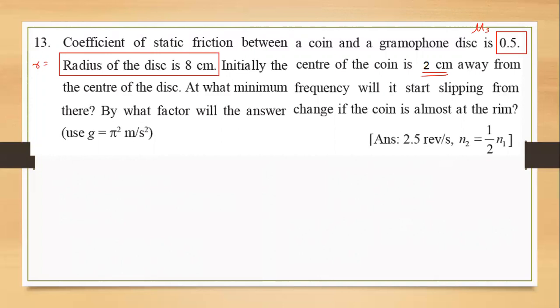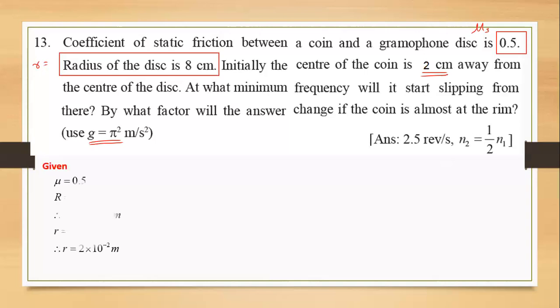At what minimum frequency will it start slipping from there? By what factor will the answer change if the coin is almost at the rim? And here they have given one thing, g is equal to pi square. We have to take g and pi square the same. Okay? Now pay attention here.